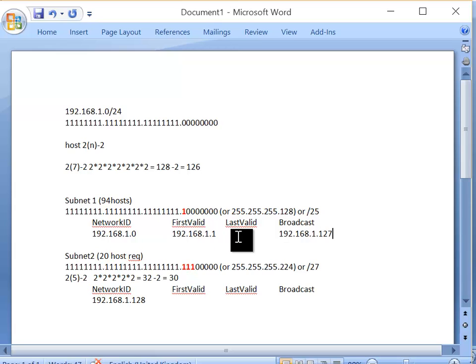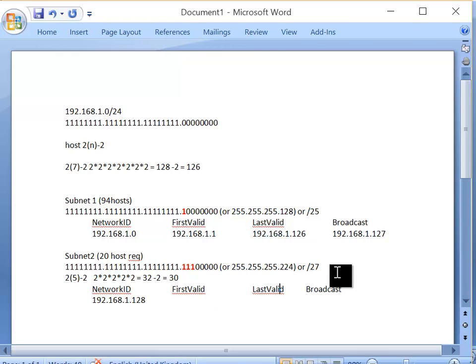So 192.168.1.127, and the last valid address is going to be the broadcast address minus 1. I keep saying plus. Minus 1. 192.168.1.126. I'm thinking too many things at the same time. Okay, so network 1 is done, from 192.168.1.0 up to 192.168.1.127.